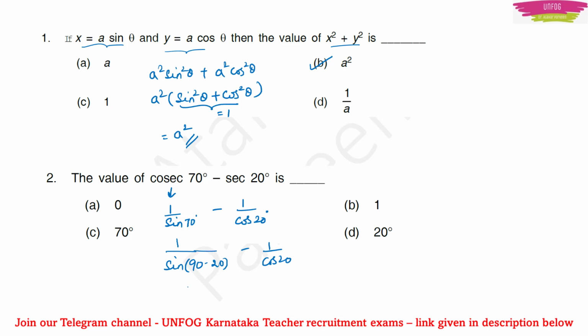Correct? So what will 1 by sin of 90 minus 20 become? It will be sin 70 only, right? But I can write it as 1 by cos 20. Here I have 1 by cos 20 again. So they will get cancelled and my answer will be 0, option A. Okay.